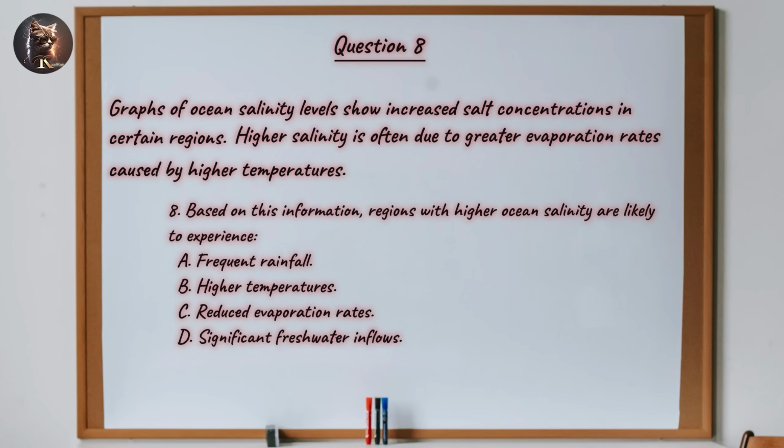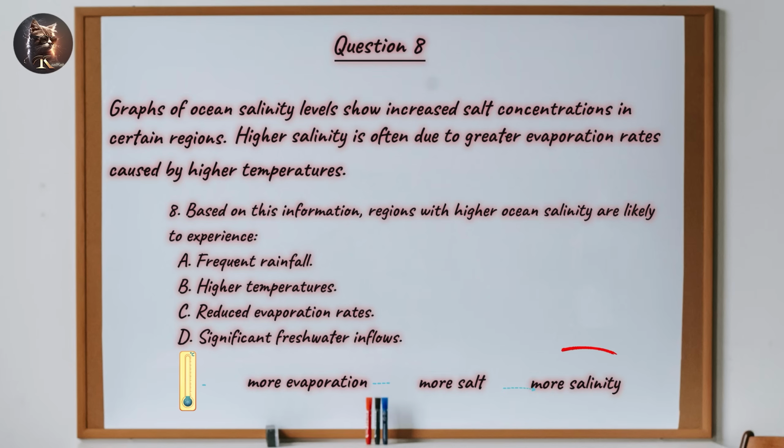Evaporation often happens faster in places with warmer temperatures, because heat makes water evaporate more quickly. So the key concept here is the link between temperature, evaporation, and ocean salinity. Let's quickly summarize that idea again clearly. Higher temperatures cause more evaporation. More evaporation leaves behind more salt, increasing salinity.